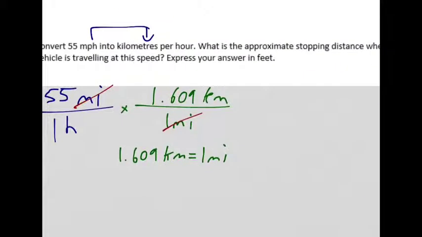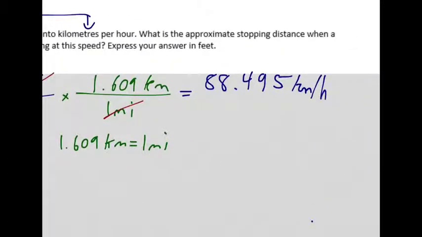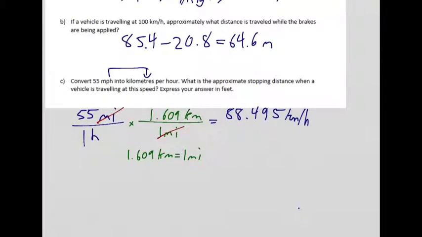So let's multiply. 55 times 1.609, that's essentially all you need to do. 88.495 kilometers per hour. Wait, what? You're multiplying them. We multiplied. You just entered in the wrong thing here. It's supposed to be 1.609. You put 0.069. Okay.